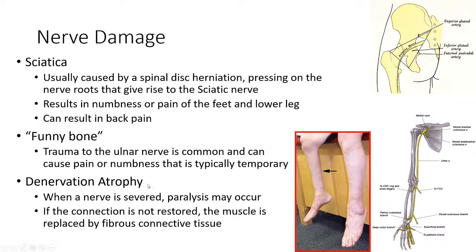And in the case of denervation atrophy, you've severed the nerve connection to the muscle. And so there's really nothing you can do to reverse that, and there's nothing you can do to prevent it except not sever the nerve in the first place. In this individual, you can see the flattened calf on his right sural region, and that is because over time the gastrocnemius and the soleus have atrophied and been replaced with fibrous connective tissue.